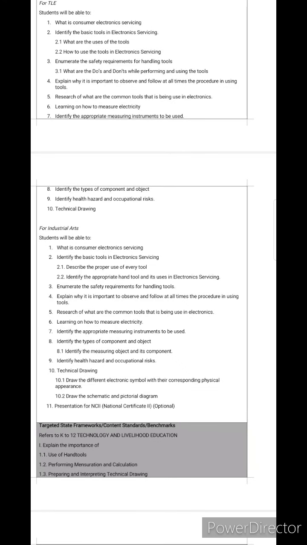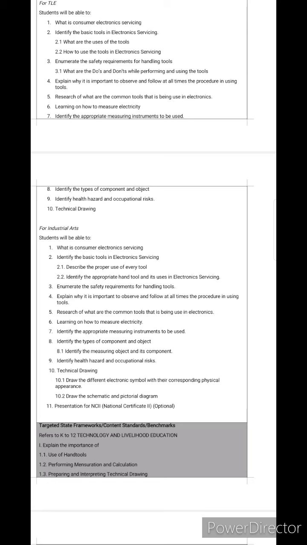Second, identify the basic tools in electronic servicing. Under that, there are two: first, describe the proper use of every tool; second, identify the appropriate hand tool and its uses in electronic servicing. Third, enumerate the safety requirements for hand tools. Fourth, explain why it is important to observe and follow at all times the procedure in using tools.